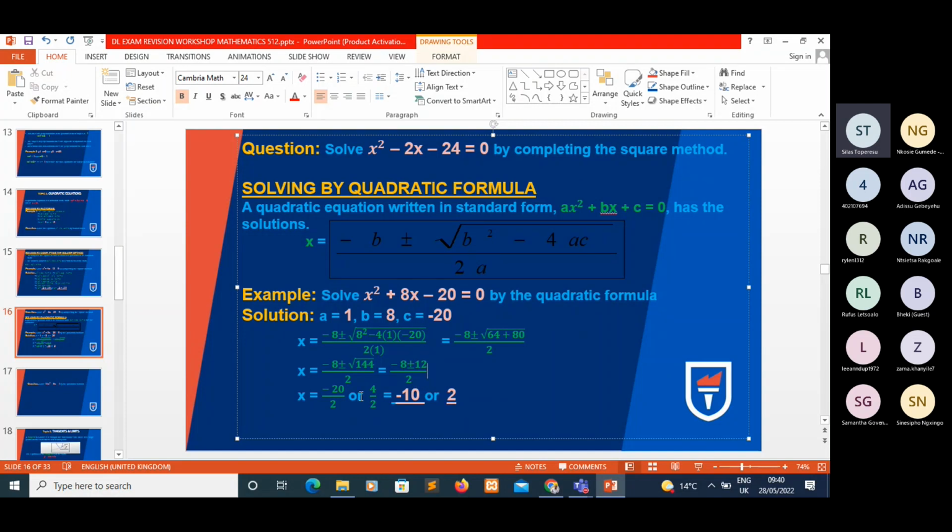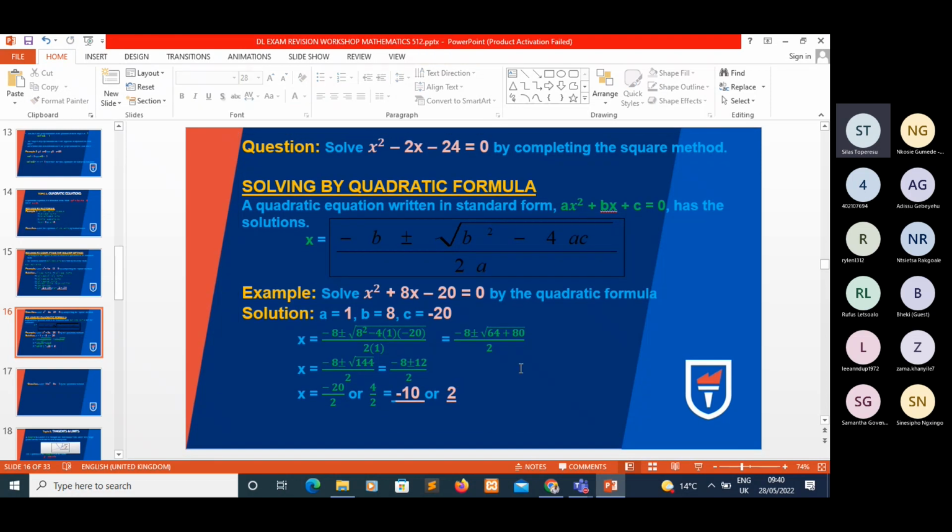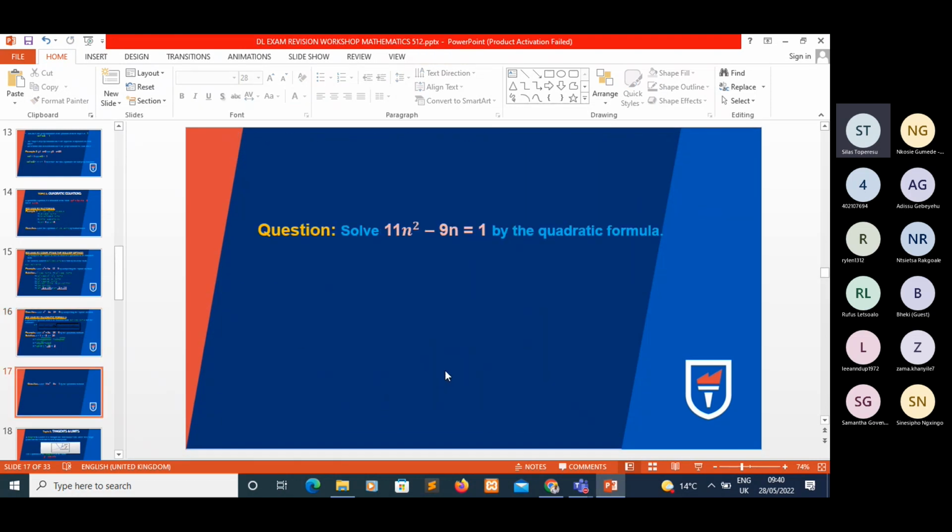Which means my two values of X are simply going to be minus 20 over 2 or 4 over 2, which gives me minus 10 or 2 as my final answer. I think that's how you apply the quadratic formula. I think it's simple.